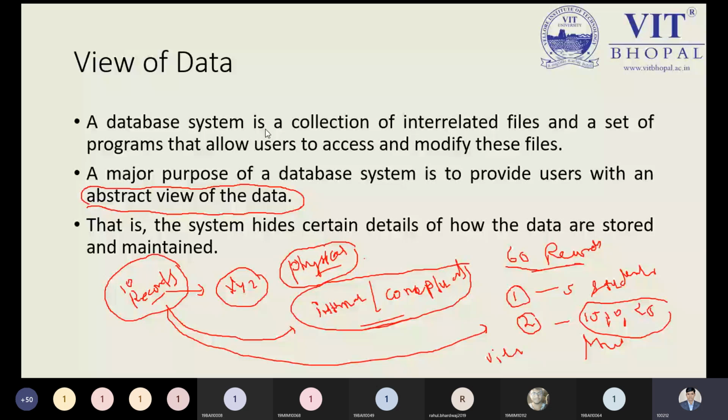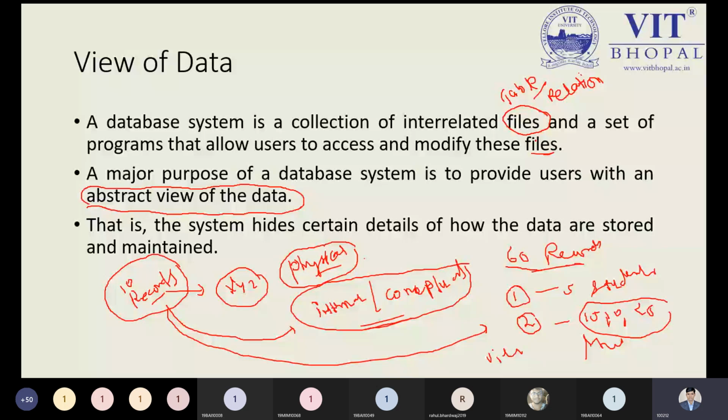So the database system is basically a collection of interrelated files, and these files are known as a table, or in database concept we can say a relation. Why it is known as a relation I will tell you later on, but let me define the term here: a relation, or table, and a set of programs that allow users to access and modify these files. In a table we can store the information in a tabular way. If we need to update such information, we can update it as per our requirement.